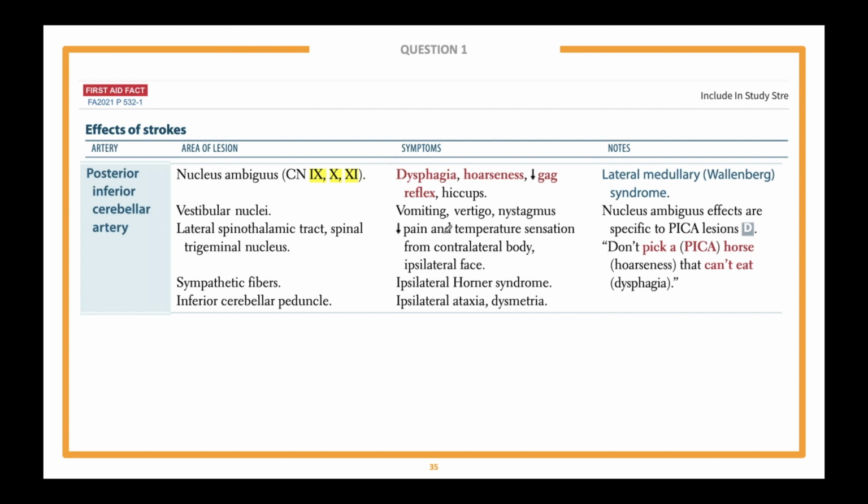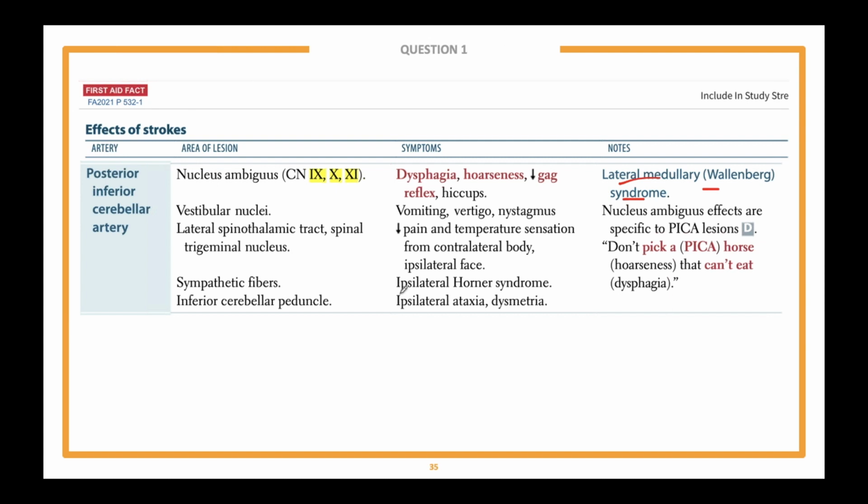We can also see there that the inferior cerebellar peduncle is affected with this stroke as well, and that's why you can get cerebellar issues with ataxia or dysmetria. And lastly, one other thing that can be affected in this type of stroke is the sympathetic fibers. So that way you can then get a Horner syndrome on that side, okay? So you can get ipsilateral ptosis and miosis, okay?